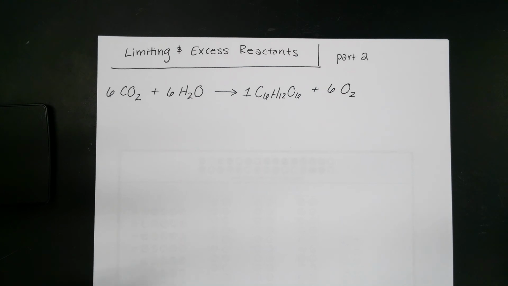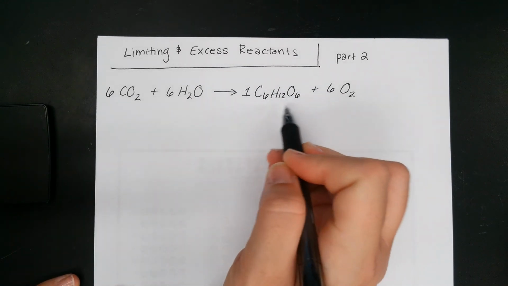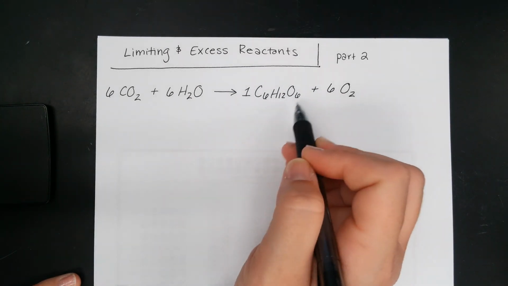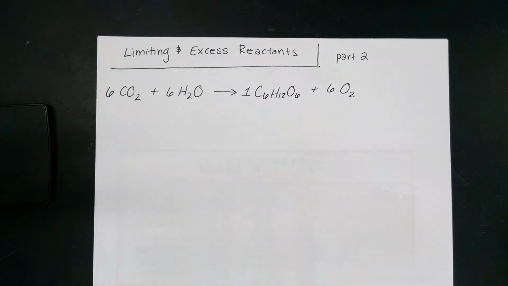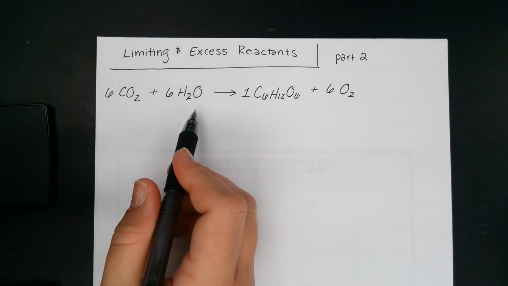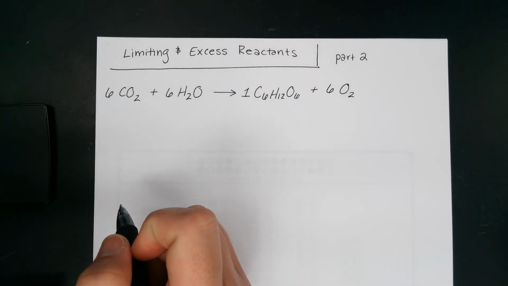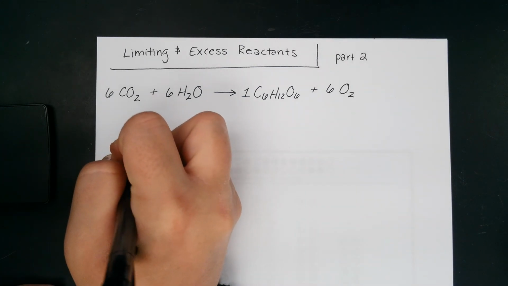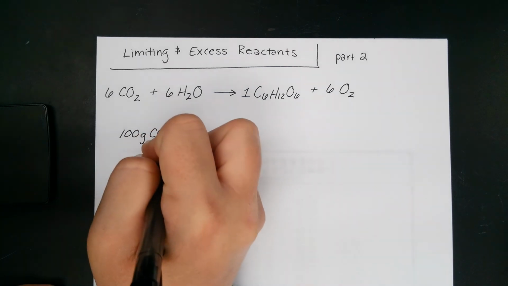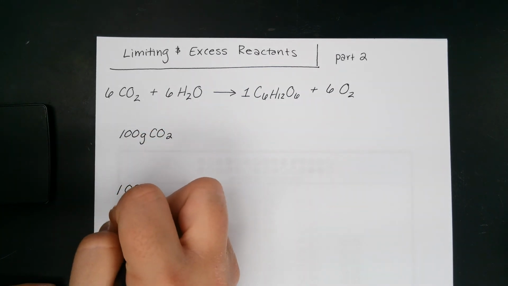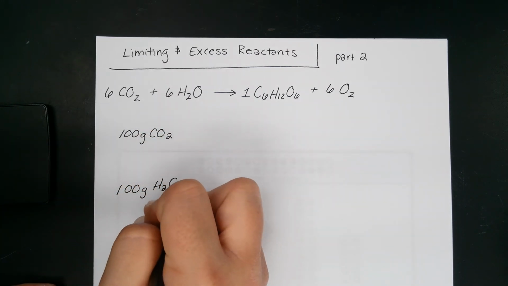So now let's say we want to feed our plants. And this is what we want to feed our plants, that glucose. Super, super good for them. Very, very good food. All that good stuff. And we take a look at how much CO2 and how much water we have. And let's go ahead and make it nice and even. Let's say we have 100 grams of CO2 and 100 grams of water.